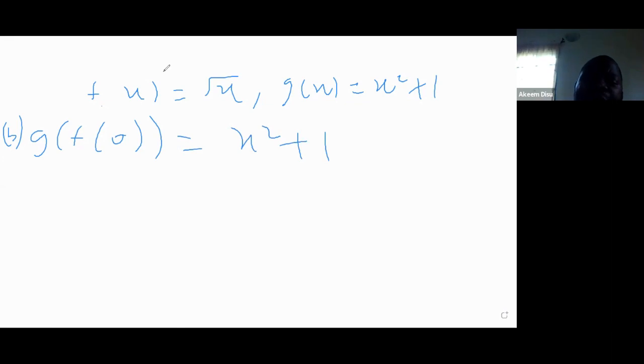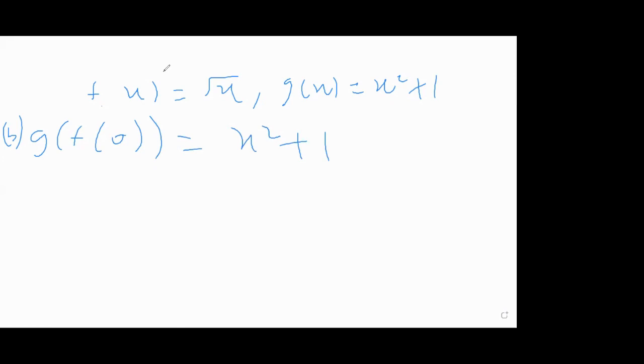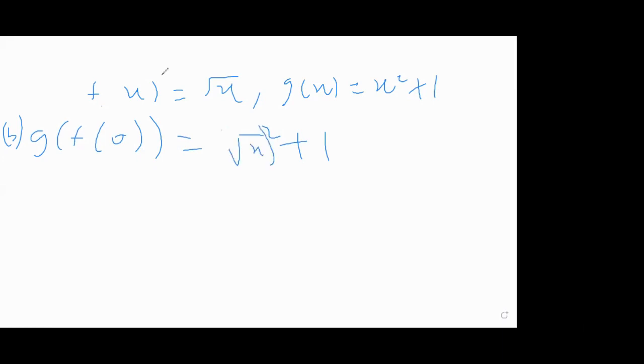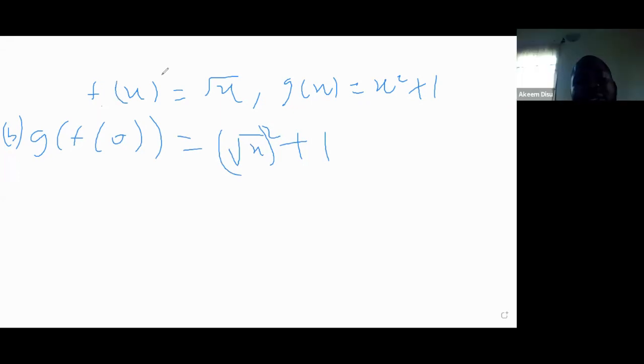Emmanuel? Yes, I'm here. And then what we need to do is to replace this s squared by f of what? X. Yes. In order to replace it, you now put the value of f of s. And the value of f of s is what? Root x. Square root x. Square root s, that's the value of f of s.